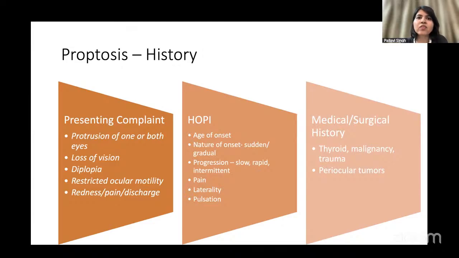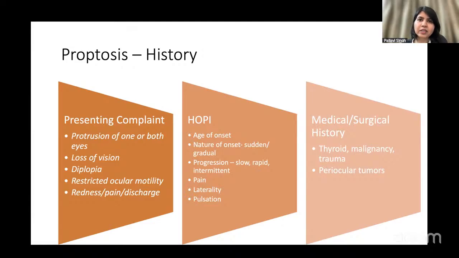This is one way of letting the examiner know that these are the things I have thought of, and these are the things that I have ruled out. So they know that, yes, you're thinking of all of these things and you've gone about it in a systematic manner. Again, we're talking about the history of presenting illness. You want to know what is the age of onset. If they're older patients, it might be something malignant, or if it's younger, it might be some sort of vascular malformation. What was the nature of onset? Was it sudden? Was it gradual? How was it progressing? If there was any pain, what was the laterality of the lesion?